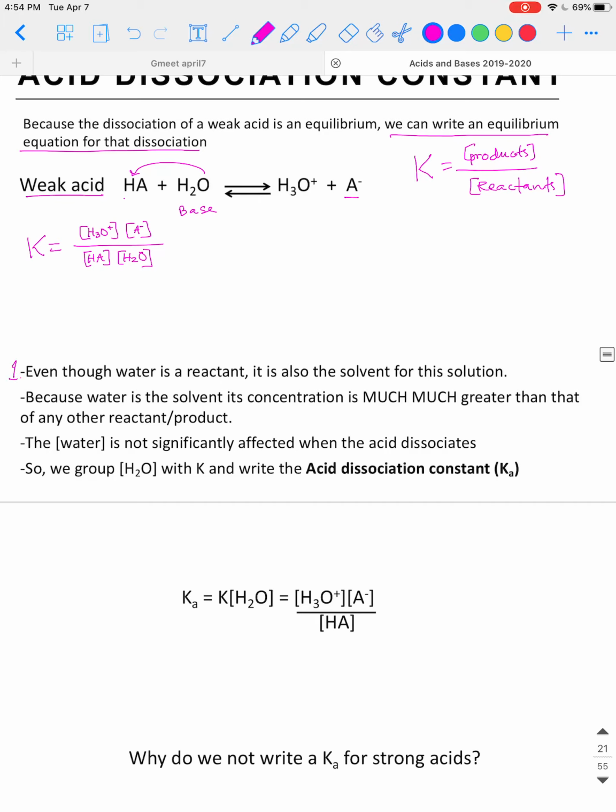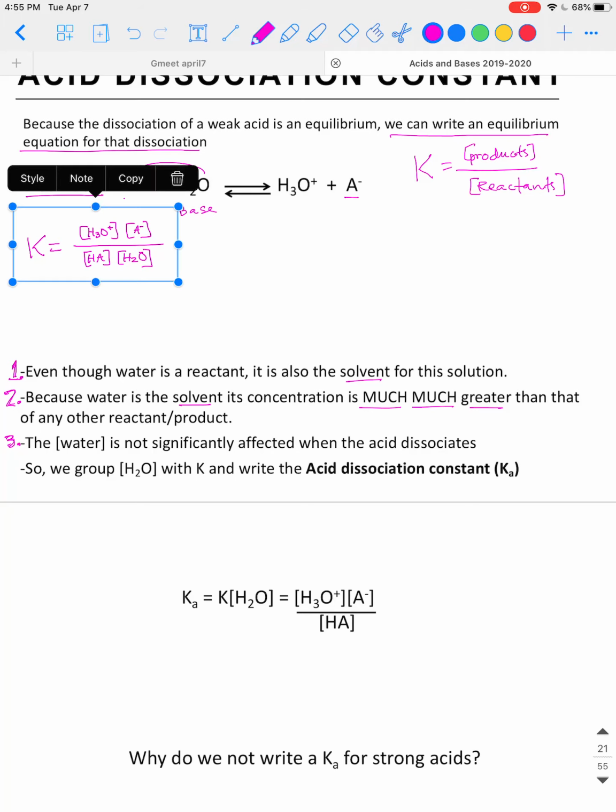Now let's look at these statements down here below it. Let's look at the first one. Even though water is a reactant, it is also the solvent for this solution. Well, what does that mean? It's a reactant and it's a solvent, so what? Well, because water is the solvent, its concentration is much, much greater than that of any other reactant or product in the whole equation. The significance of this, what that means, is statement 3. The concentration of water will not significantly be affected when the acid dissociates.